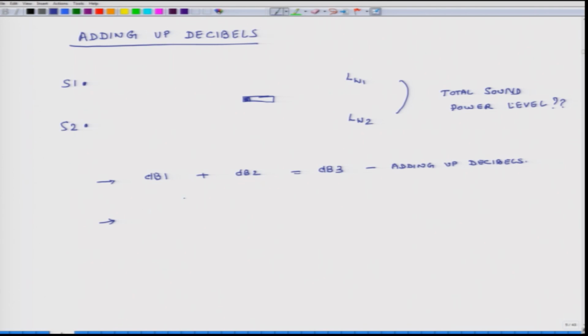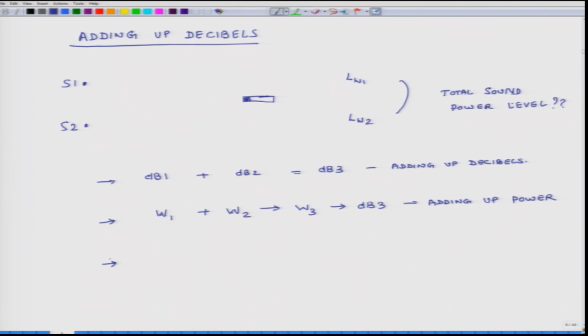The other one could be that instead of adding up dBs, I add up watts. So, first I calculate the watts emitted by source 1 and I calculate watts emitted by source 2. I compute the total amount of watts which will be received by our microphone or by the ear, and then from that I calculate dB3. So, in this case I am adding up power or energy per unit time. So, this is another one.